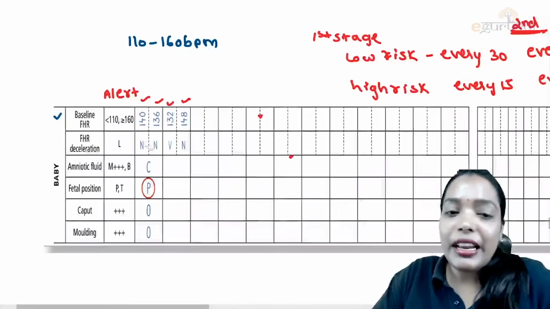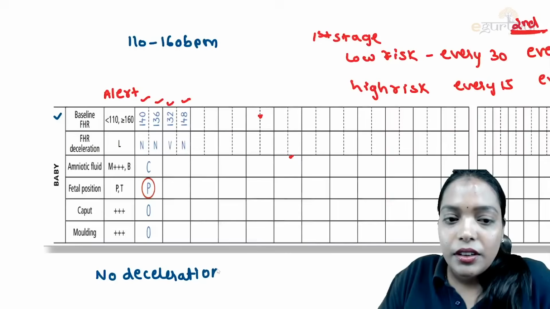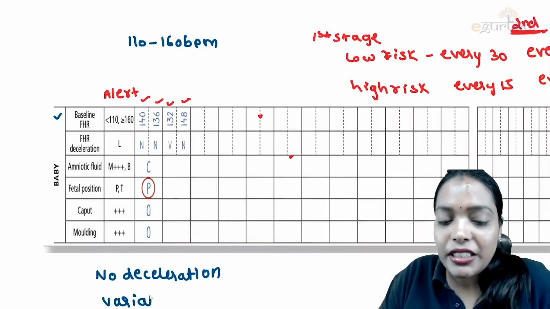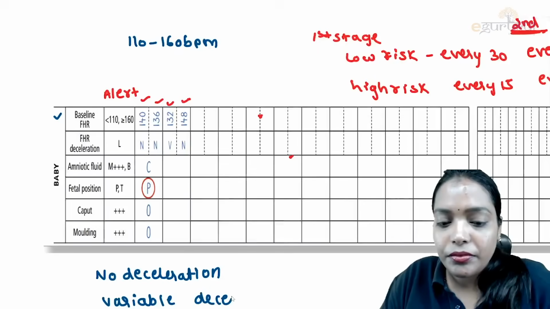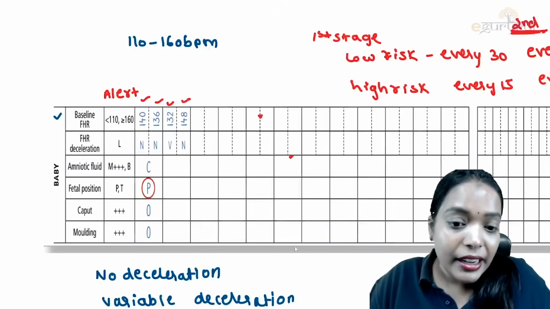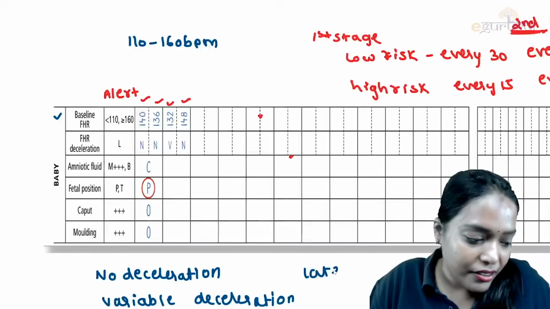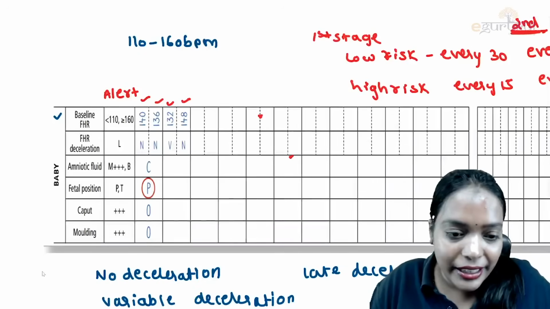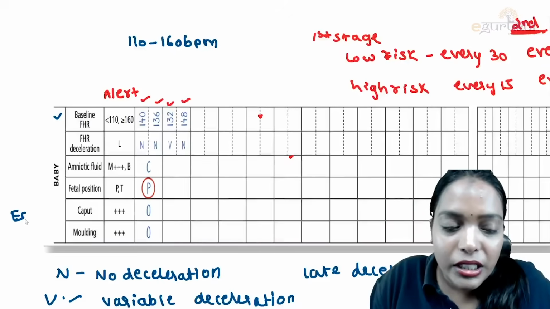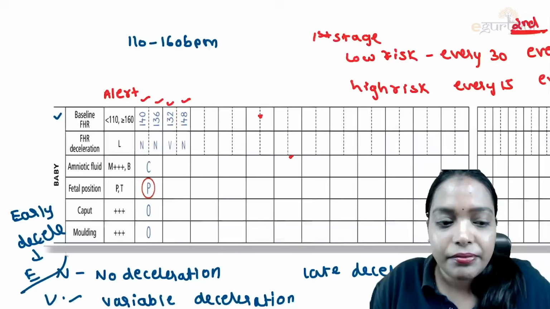So interpretation: N means no deceleration. V means variable deceleration. And next we also have one more category, that is L. L suggests it's an alert, and L means late deceleration. So L is late deceleration, N is no deceleration, V is variable deceleration, and we also have one more deceleration, that is early deceleration. Early deceleration stands for E.